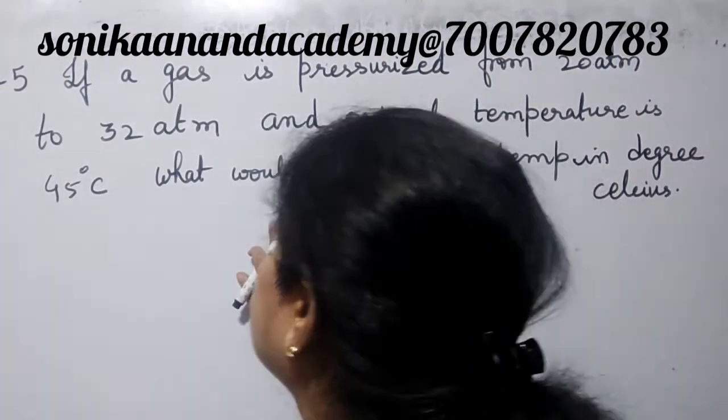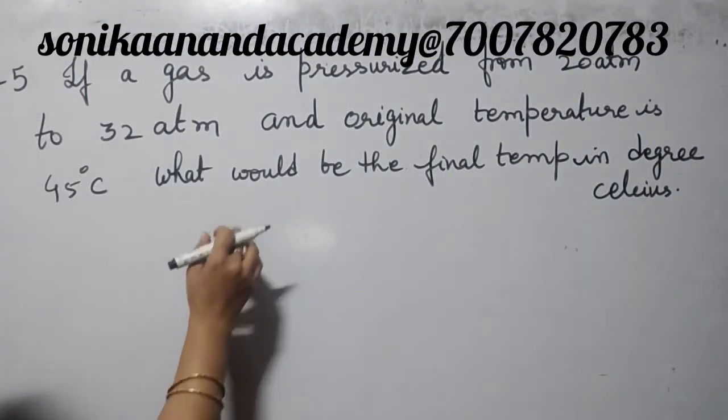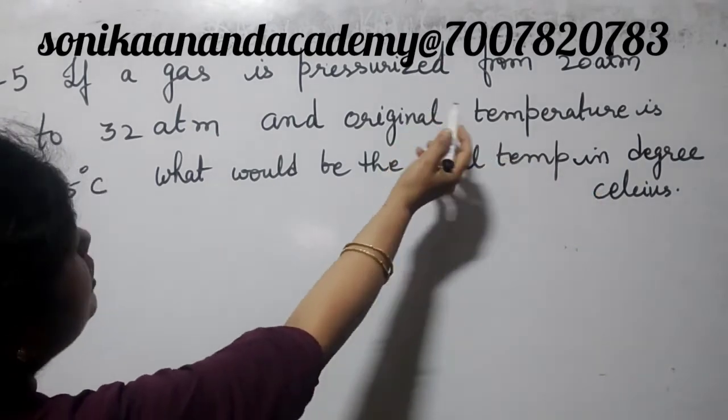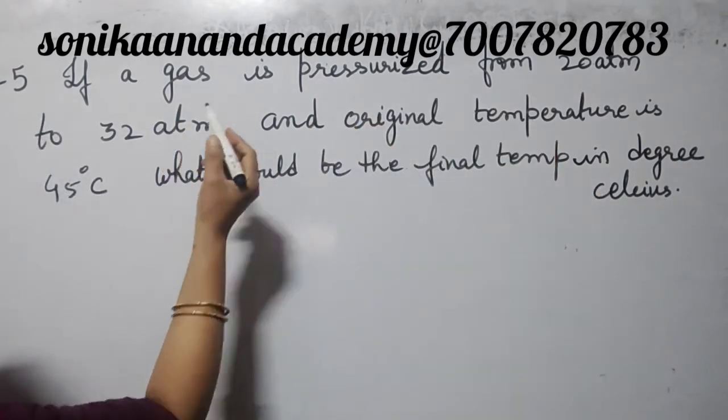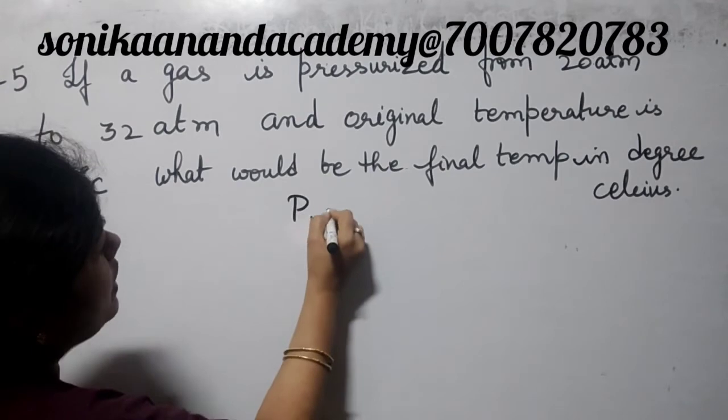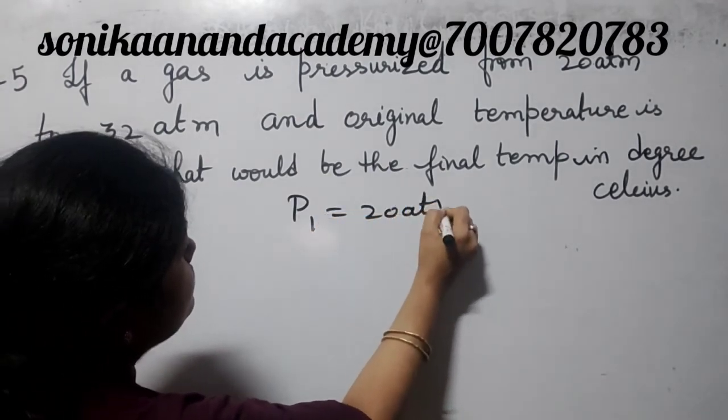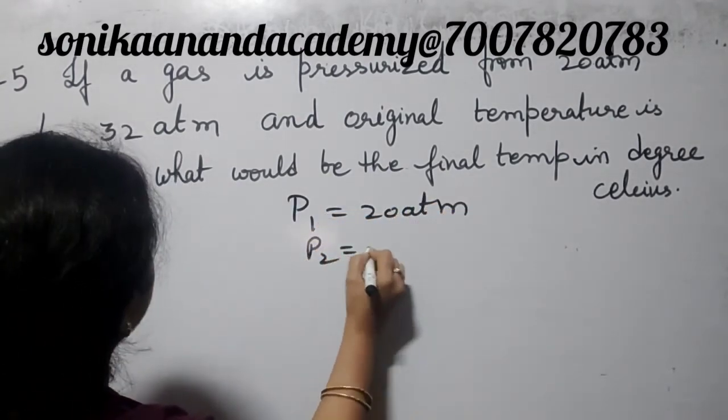Okay, now just come to the question. Now here you can see that the pressure is from 20 atmosphere to 32 atmosphere. That means pressure 1 is equal to 20 atmosphere and pressure 2 is 32 atmosphere.